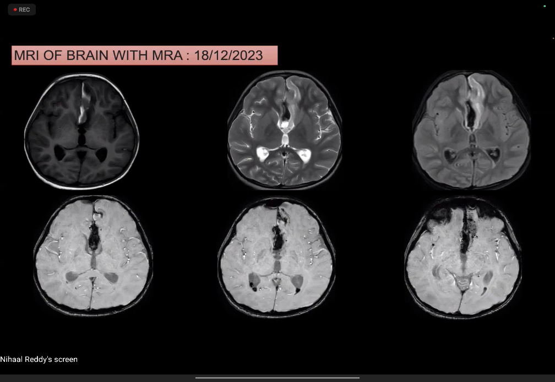And there are some punctate foci over here in the parenchyma, basically the control region, but I think predominantly it's extra-axial, the hemorrhage. So for that we did his coagulation profile also, thinking if there is any derangement. Those were all normal.